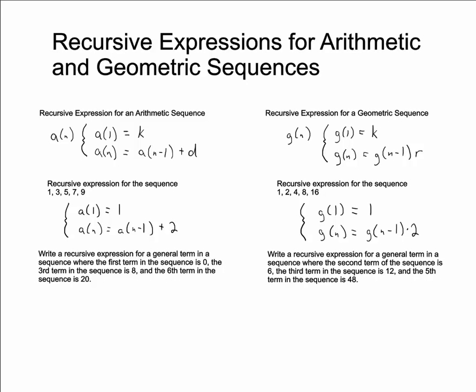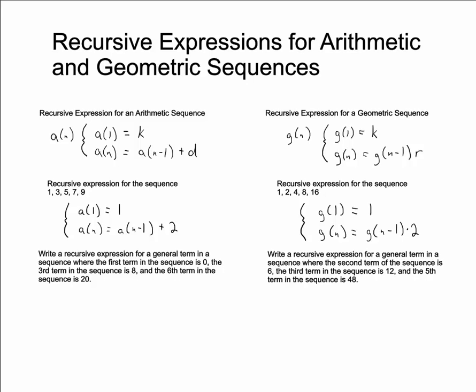What about geometric sequences? Well, the recursive expression in a general sense for a geometric sequence can be defined as g of n, where g of 1 equals k, and k is the first term in the sequence. And in general, g of n is equal to g of n minus 1, also known as the previous term, times the common ratio r.